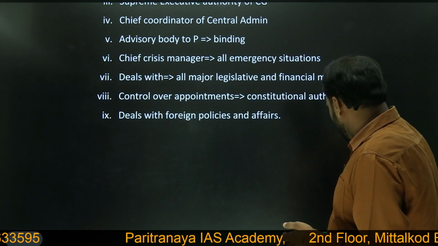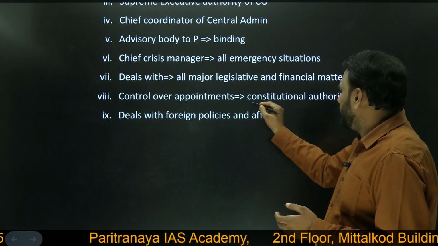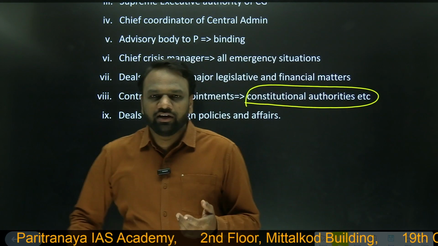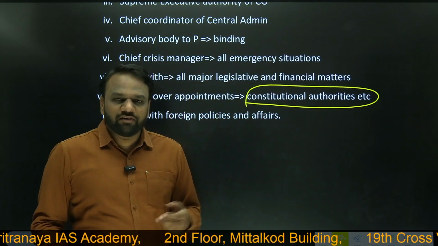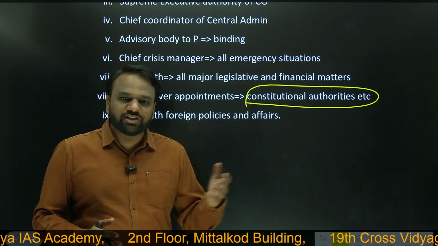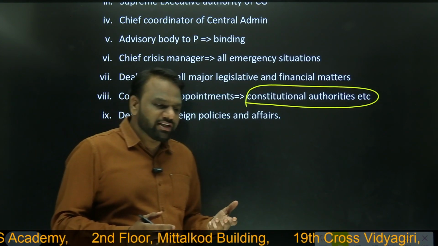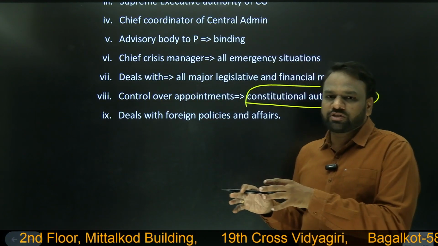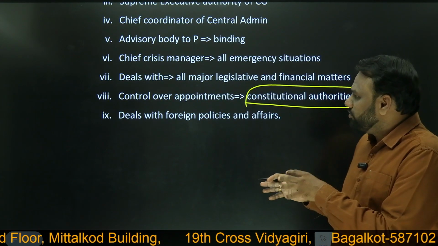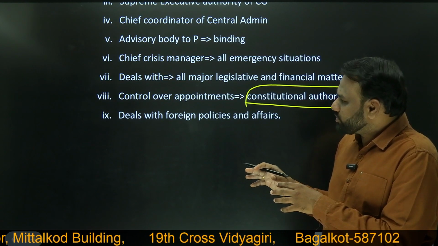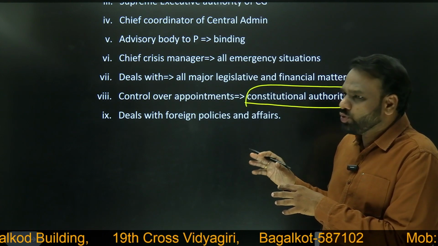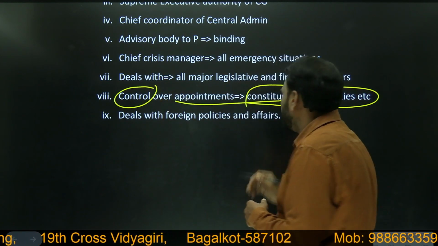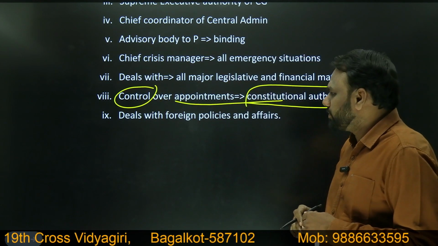Next, control over appointments. Later on we shall see that there are various constitutional authorities, a few of which we have already seen. It may be the Union Public Service Commission, the Comptroller and Auditor General, or the Election Commission. All these are constitutional bodies, and appointments to the key positions in these bodies take place through the cabinet. So it has control over appointments to various important constitutional authorities.